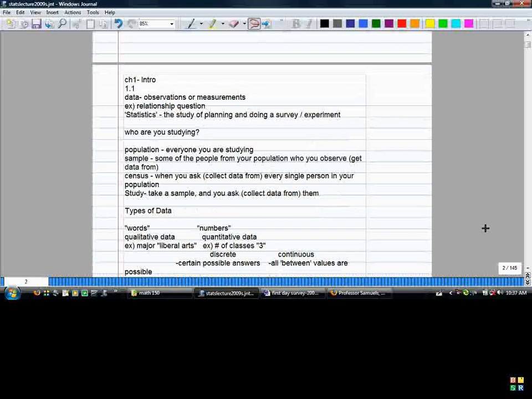So the one where there's only certain possible answers, that's called discrete data. Discrete quantitative data. Now, when every value is possible, that's called continuous data. So in this example, temperature would be continuous quantitative data, and number of classes, 1, 2, 3, that's discrete quantitative data.